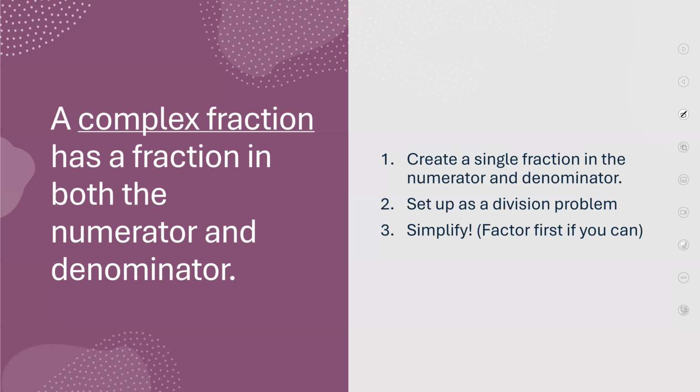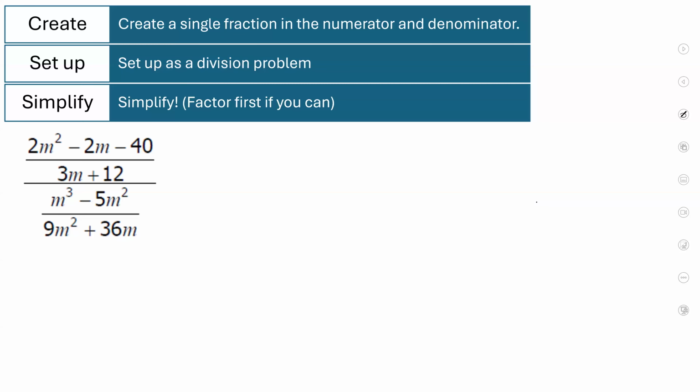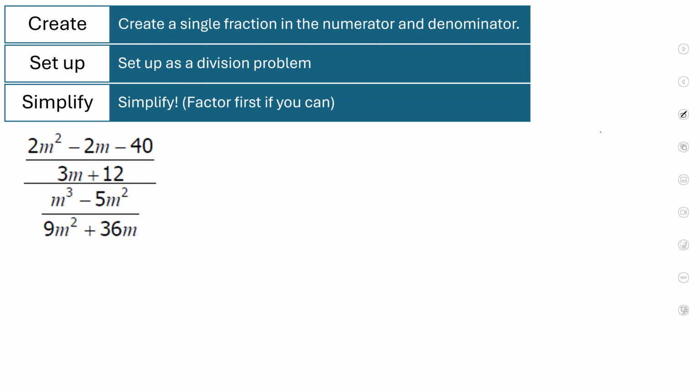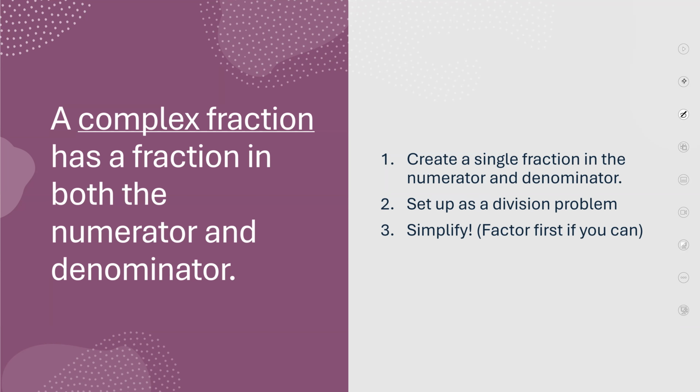A complex fraction has a fraction in both the numerator and denominator. They look like this. You see how I have a fraction in the numerator and a fraction in the denominator. Okay, this is called a complex fraction. The way we simplify these, we're going to make sure to create a single fraction in the numerator and the denominator. That is step one.